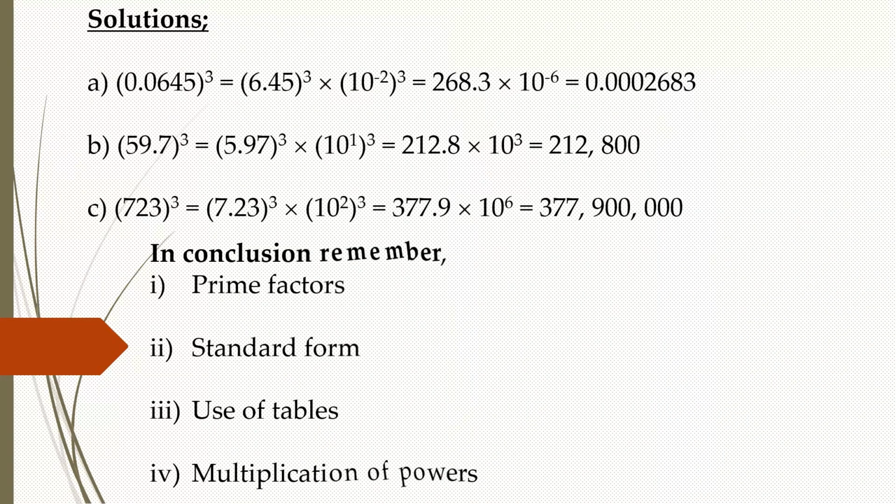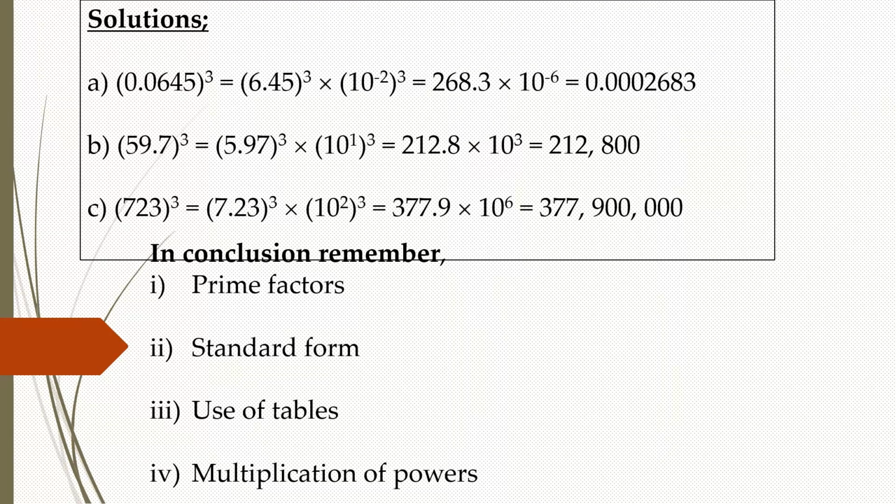Then the last number, which is 7.23 cubed, we have looked at that. Then the 10 raised to power 2, again we have cubed that, but not by use of a mathematical table. The only part that we have used the mathematical table is 7.23. The answer that we have gotten is 377.9. And then cubing the other part gives us 10 raised to power 6, and that is 377,900,000.